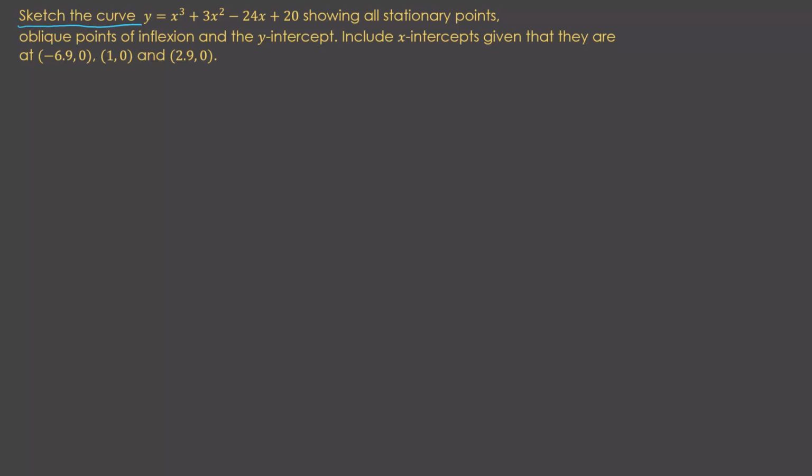We want to sketch the curve y is x cubed plus 3x squared minus 24x plus 20, showing all stationary points, oblique points of inflection, and the y-intercept. Include x-intercepts given that they are at the following points.